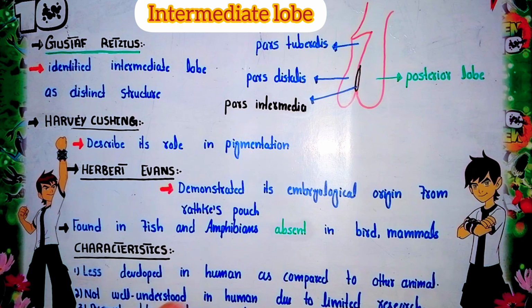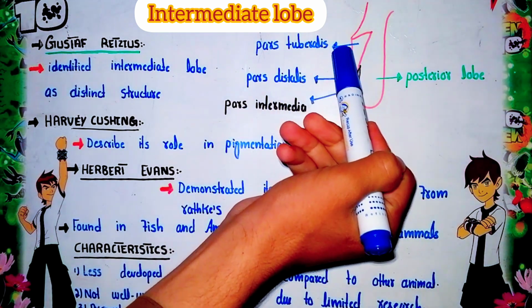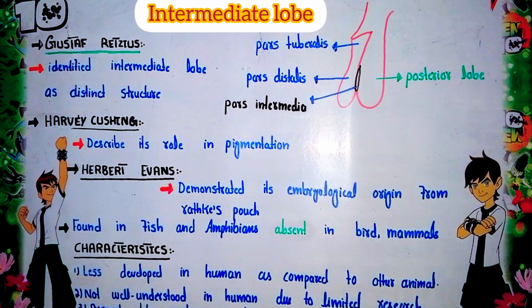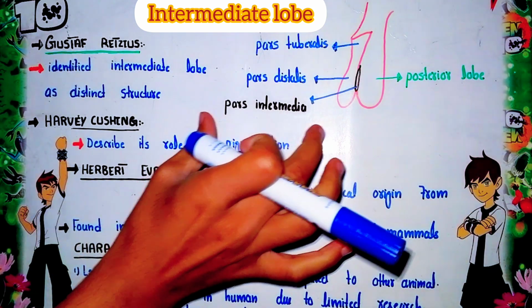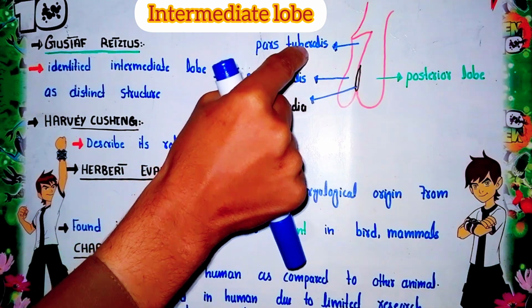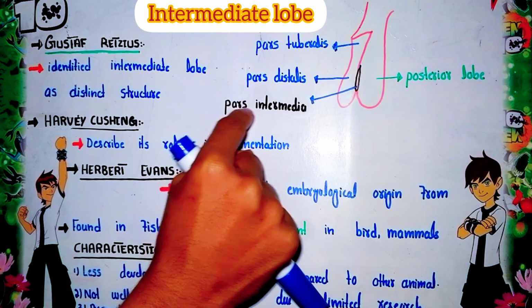Now this pituitary gland has two lobes. The first one is the anterior lobe of the pituitary gland, and the second one is the posterior lobe of the pituitary gland. Now the anterior lobe has three portions. One is called pars tubularis, the second one is pars distalis, and the third one is pars intermedia.